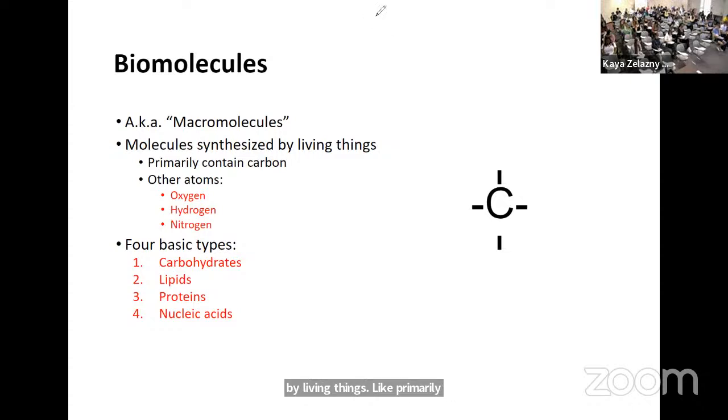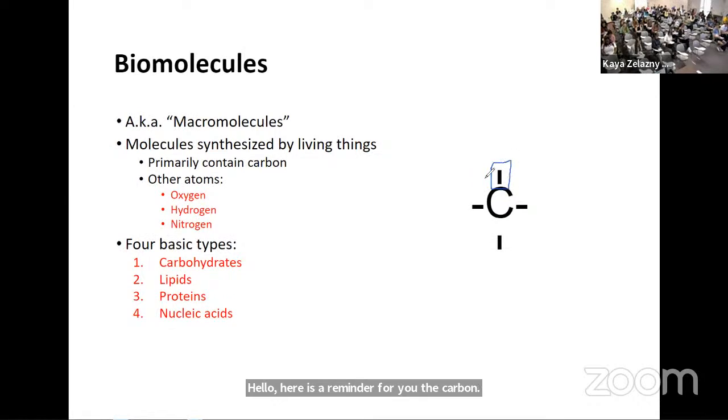So what I've drawn here is a reminder for you that carbon is going to form 4 bonds around it. So it has space for 1 place to share electrons, 2 places to share electrons, 3, 4, which makes it particularly well suited to forming chains and rings. Okay, so we're going to have larger structures based around carbon.